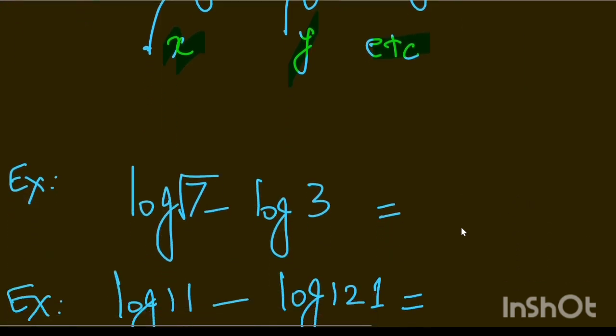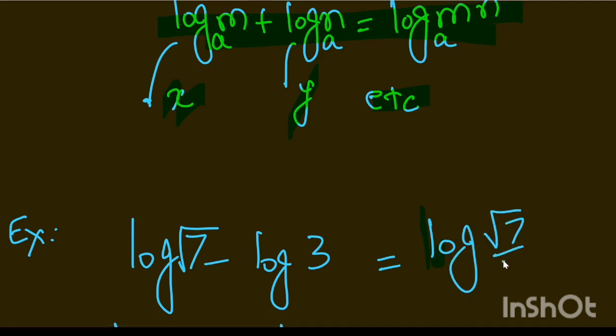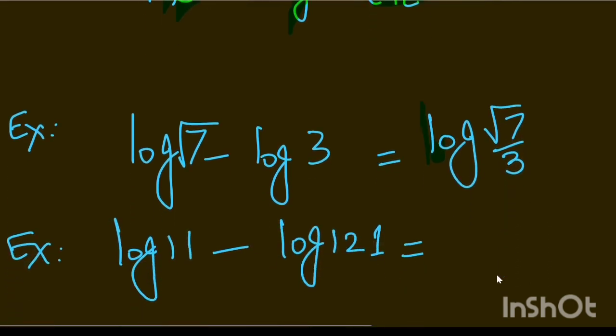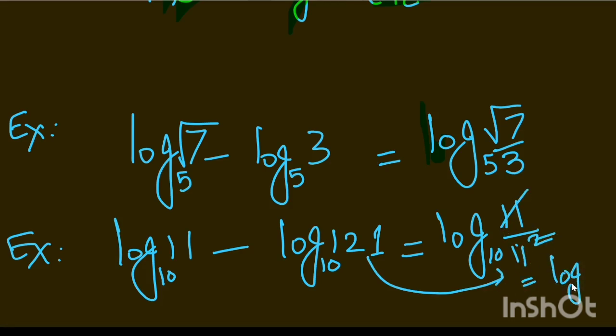Let's see some examples, guys. Like log root 7 minus log 3. So we can write it as log root 7 by 3. As simple as that. And log 11 minus log 121. So if, let's say, the base here is 5, then here it is 5, and the answer will also be base 5. Let's say if the base is 10 here, the answer will also be in base 10. Now 121, what is 121? 121 is basically 11 square. 11 cancels out, it is log 1 by 11 base 10.